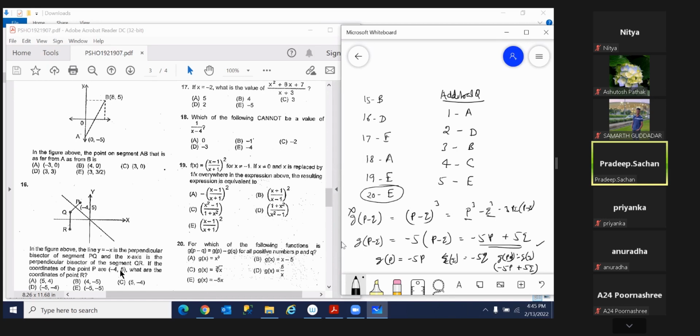Hit and trial approach. We are going by answer option, not by question. We cannot solve by question. We have to go by answer option and match the answer option; that is the approach we need to follow.